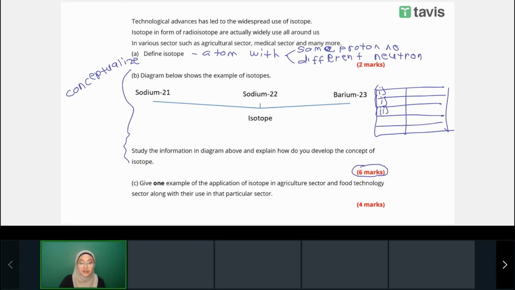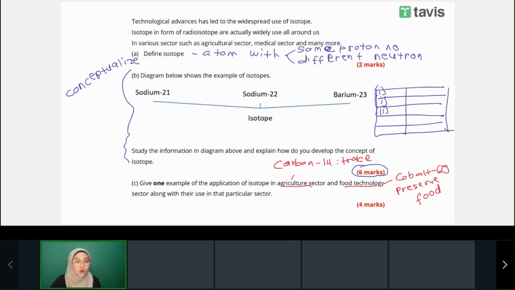Anyone remember the application of the isotope in agricultural sector? Anyone have any answer? We are using carbon 14. In agricultural sector, we use carbon 14 as a tracer, to trace the carbon during photosynthesis. How about the food technology sector? In food technology, we are using cobalt 60 to preserve the food.